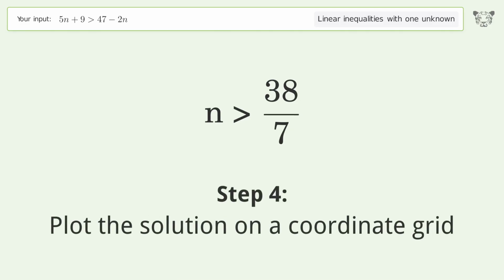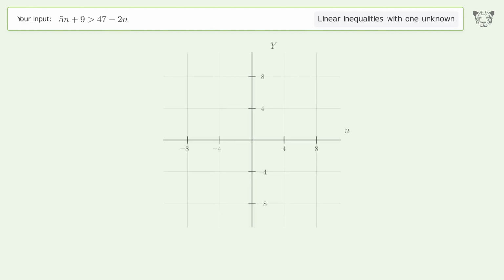Plot the solution on a coordinate grid. And so the final result is n greater than 38/7 greater than 53/7.